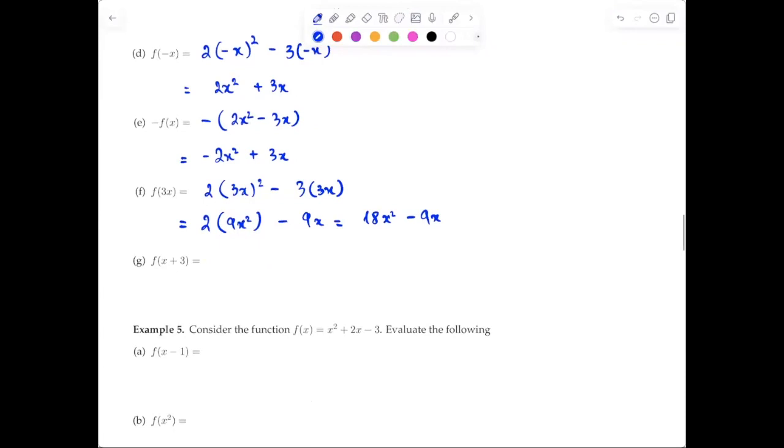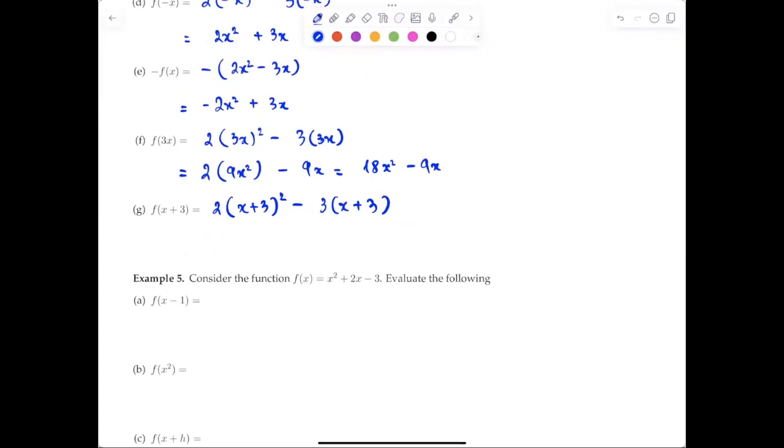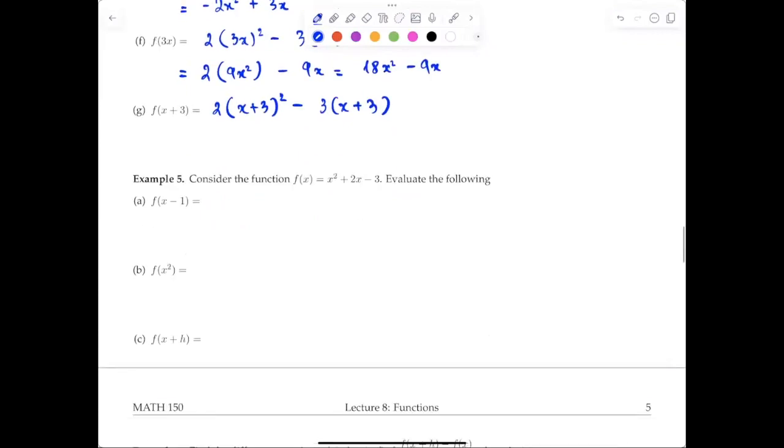Now, for the last problem, f of x plus 3. So anytime you see x, you replace by x plus 3. So you do 2 times x plus 3 squared minus 3 times x plus 3. Okay. Now let's do one more example on evaluating the output given some input. So f of x in this case is x squared plus 3x minus 3.